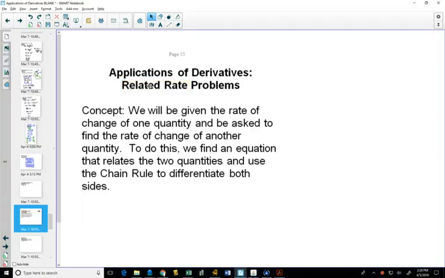Related rate problems. Some of these ones have quite a few views. So here's the idea in a related rate problem. You're given the rate of change of one thing and usually asked to find the rate of change of another thing. So, for example, we'll have a problem later on with a snowball.